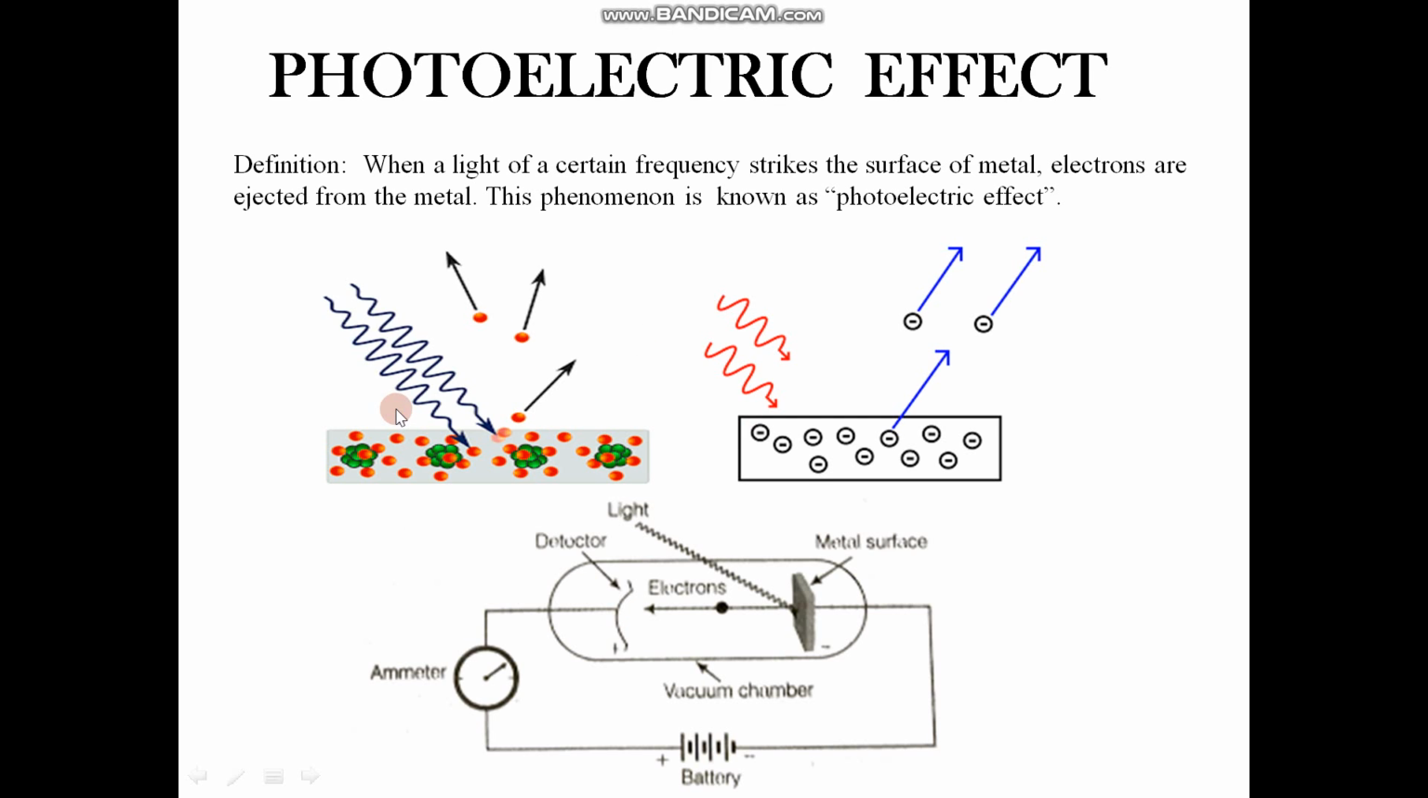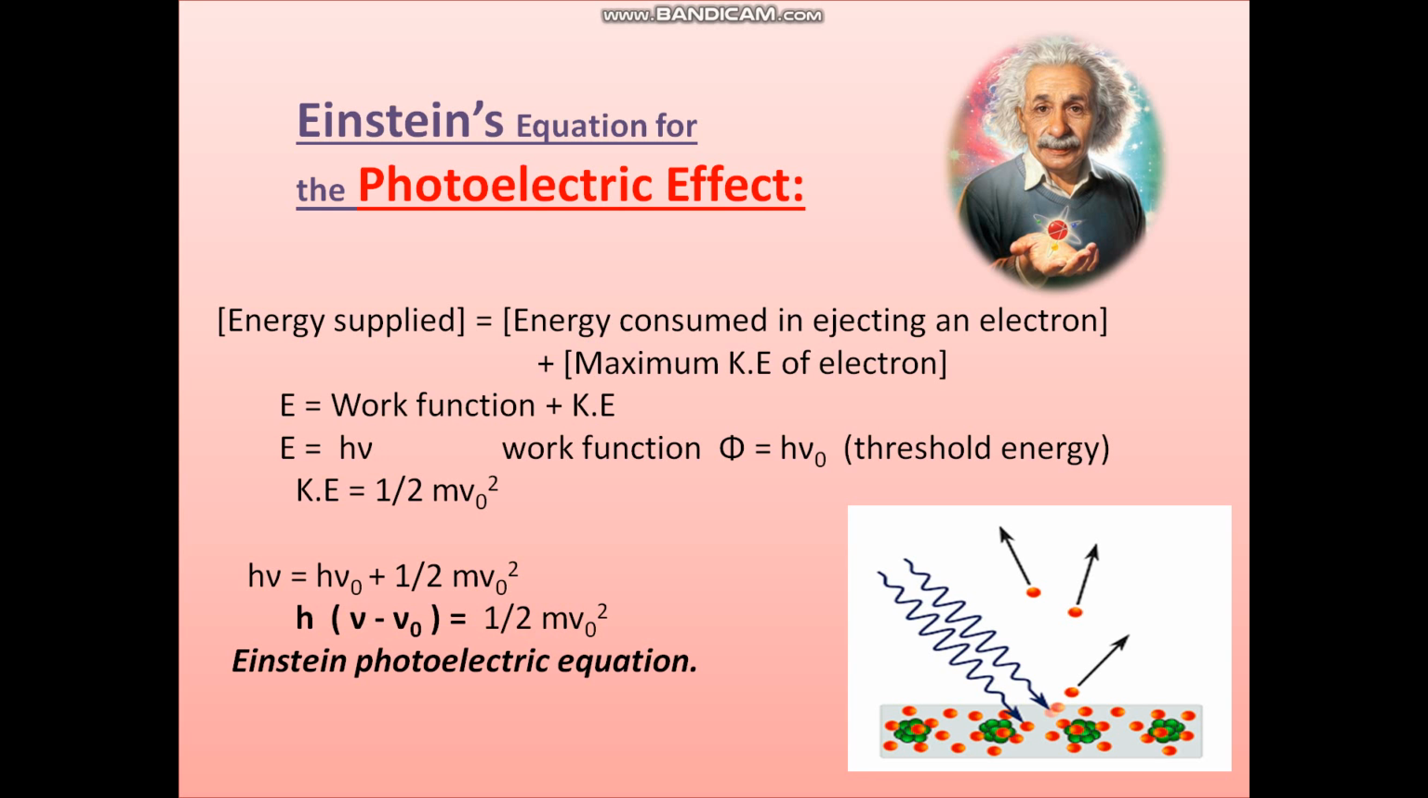And next thing is Einstein's equation for the photoelectric effect. Theoretically, we cannot explain the photoelectric effect on the basis of classical wave theory. Quantum theory is the best theory to explain this photoelectric effect, and it is a very easy method.